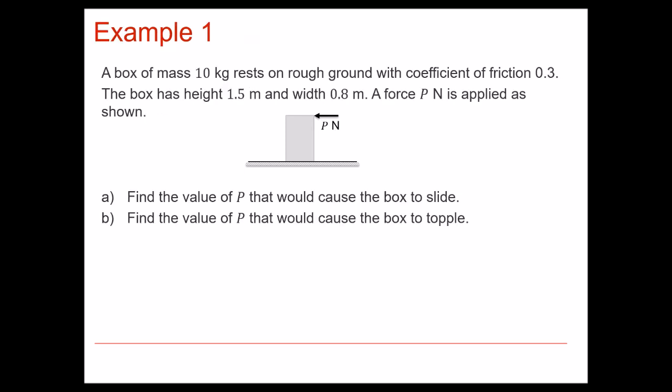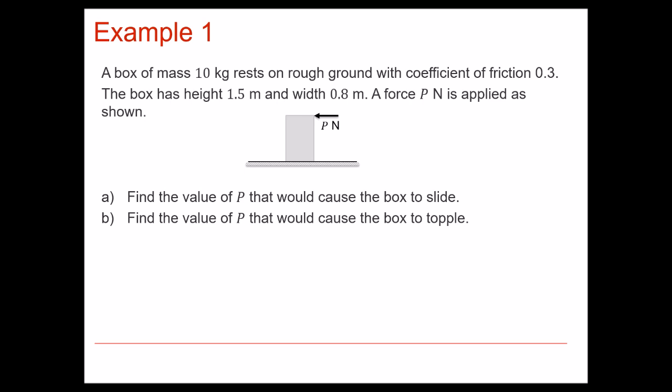So here's the first example. We've got a box with a mass of 10 kilograms. It's resting on rough ground, and the coefficient of friction is 0.3. The height of the box is 1.5 metres, the width is 0.8 metres, and we're applying an unknown force P to the box as shown, acting to the left. This question is in two parts. Firstly, we're going to find the value of P that would cause the box to slide, and then we're going to find the value of P that would cause the box to topple.